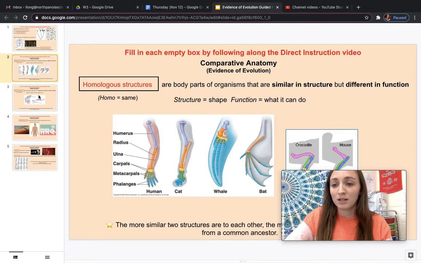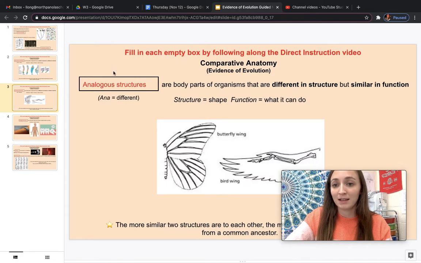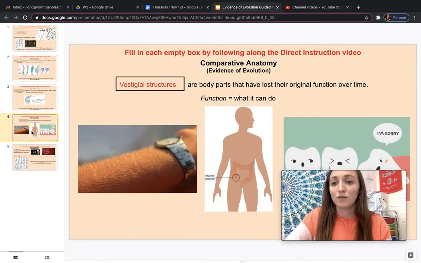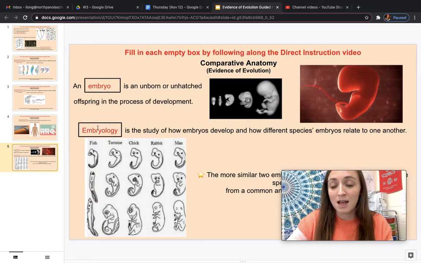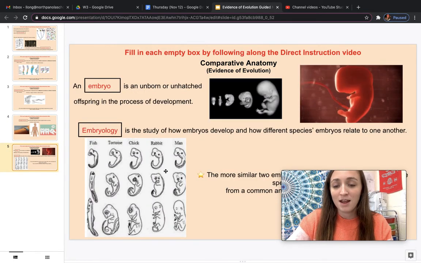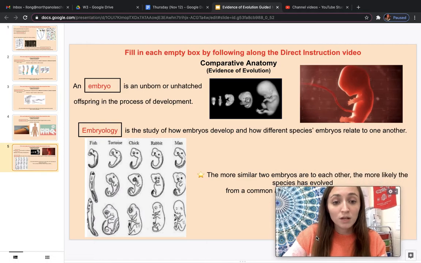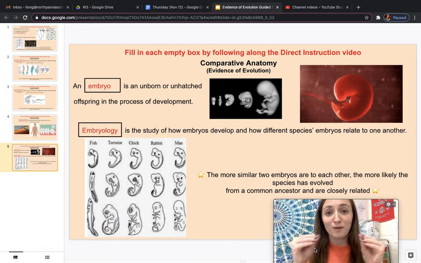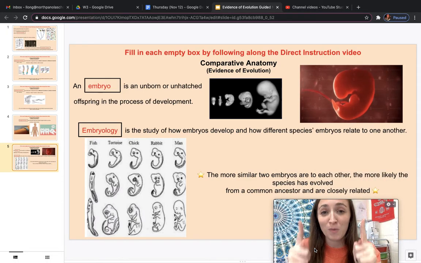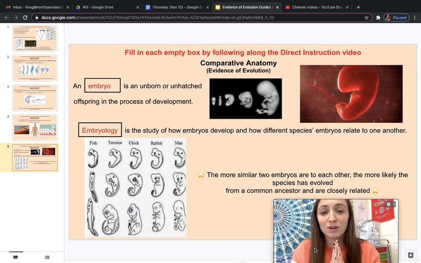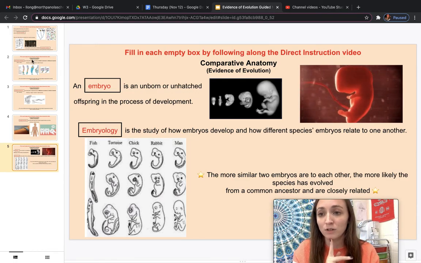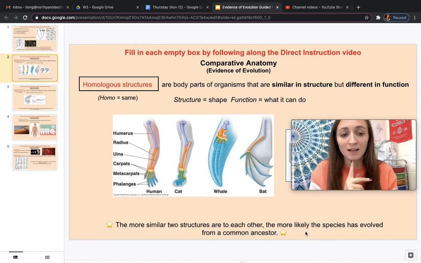You've got your homologous, homo means same, analogous, ana means different. You've got your vestigials, those are on your body. And you've got the embryology when you're looking at the different embryos. The one thing you really, really want to take away from today, if you take away one thing, this is it: the more similar those structures or embryos look to each other, the more likely that they have evolved from each other or share a common ancestor.